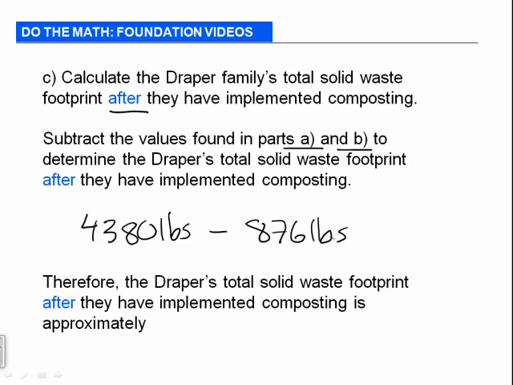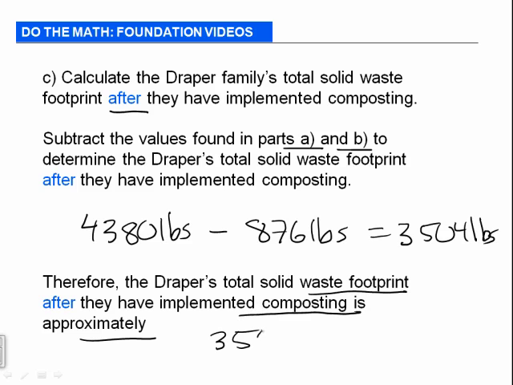And of course the answer is 3,504 pounds. So their total solid waste footprint after they've implemented composting is approximately 3,500 pounds. So that's how much they're going to actually produce.